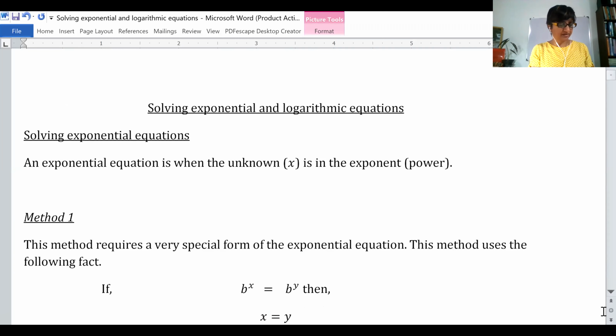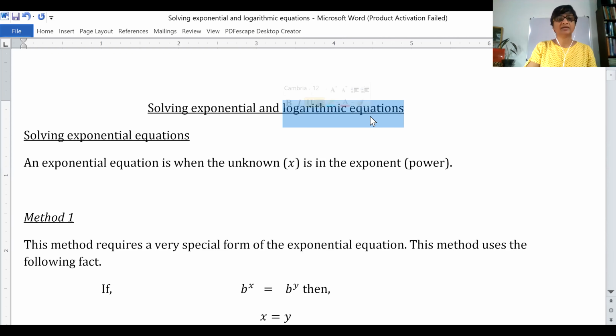Even though they have not said it in the syllabus now, I have a doubt whether they still want this to be included. So we will stick to just exponential equations. We will see, okay? So you do not have logarithmic equations. You do not have that, okay? So anyway, we started the subtopic.